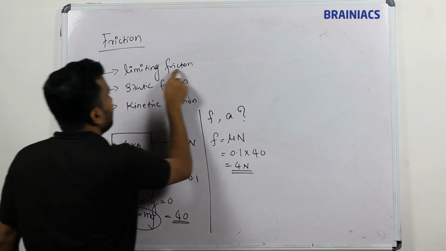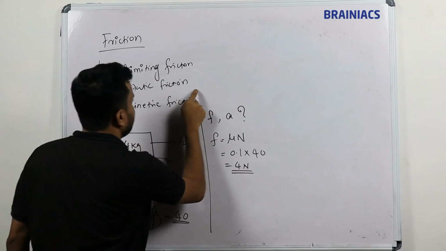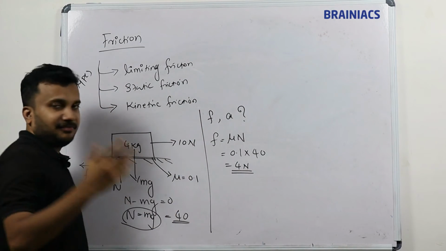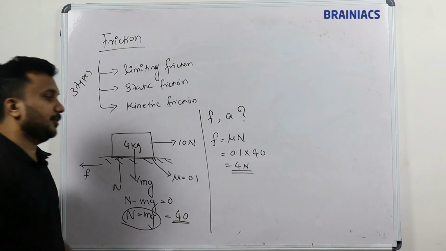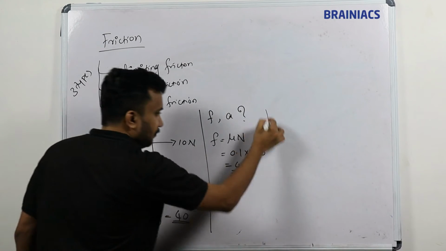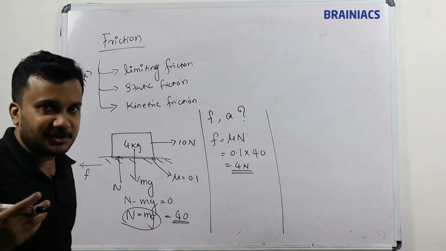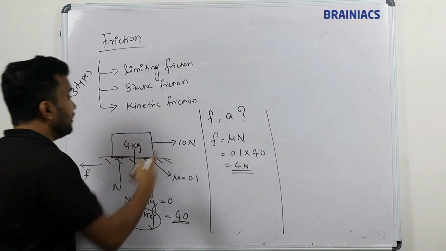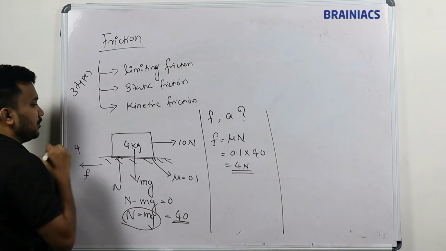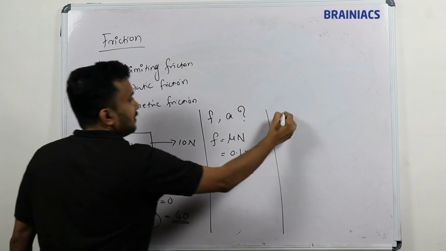I don't know whether it is limiting friction or static friction or kinetic friction. Nothing. I just gave you mu equal to 0.1. Okay, we'll go forward. After a few examples, you will understand the difference between them. Now it is 4 Newton, which means 4 Newton force is acting. So what is the acceleration?